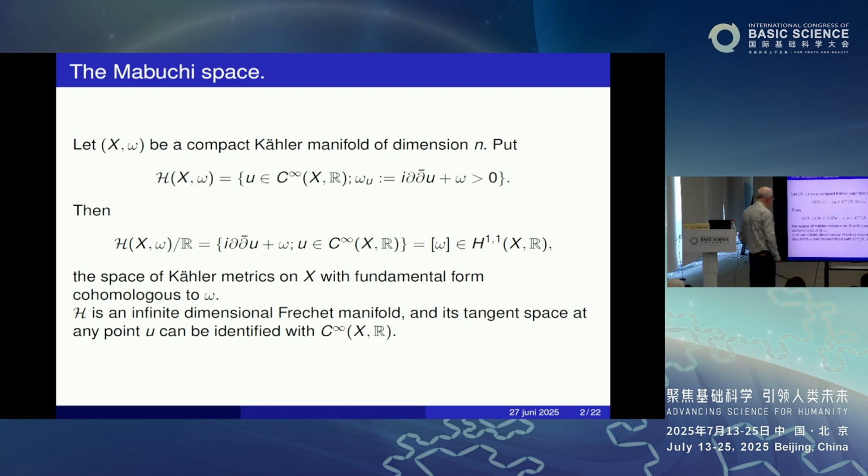Now, this space is an infinite dimensional Fréchet manifold, which sounds very abstract, but it's actually not so bad because it's just an open subset of the Fréchet space of all smooth C infinity functions. So this is called the Mabuchi space, and it plays a big role in the discussion later on.